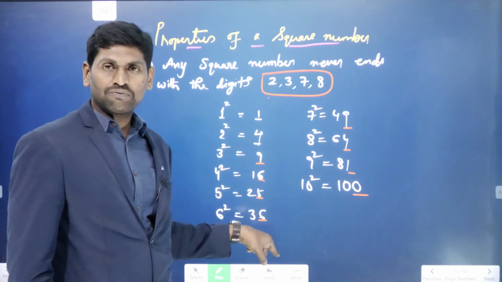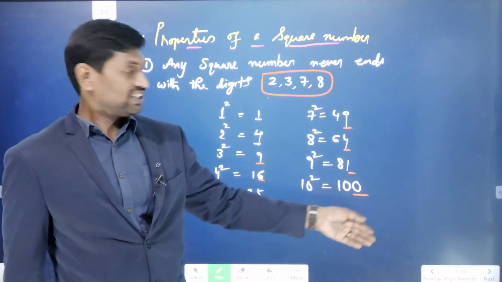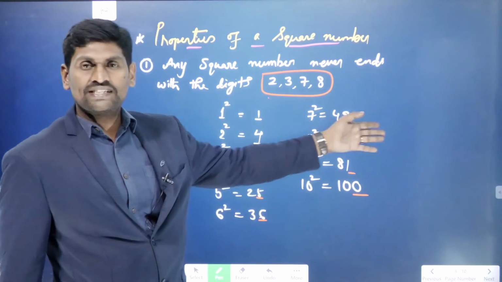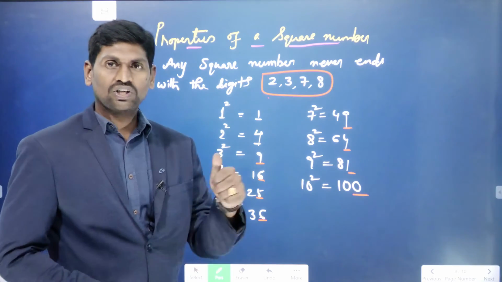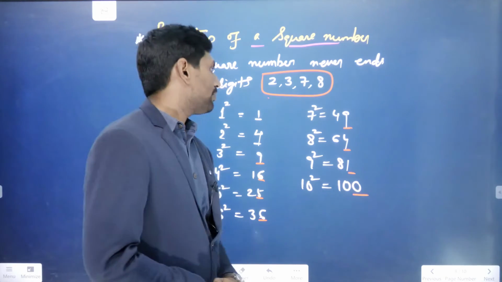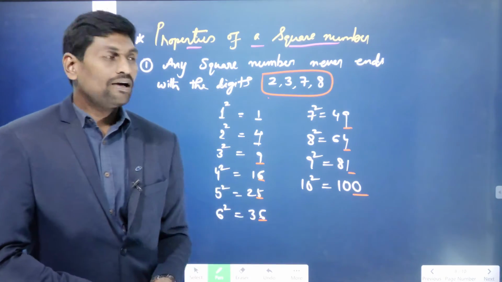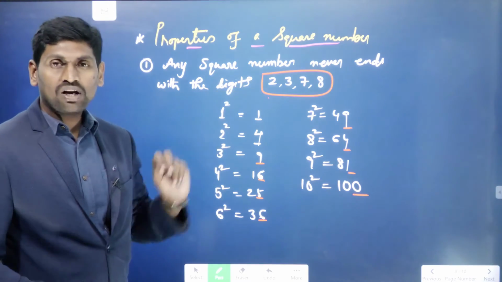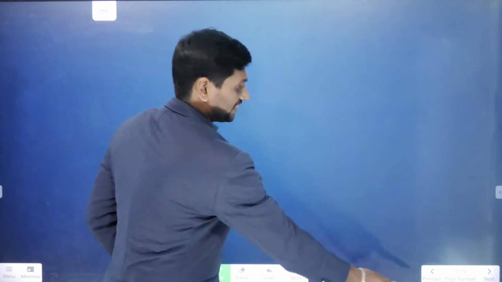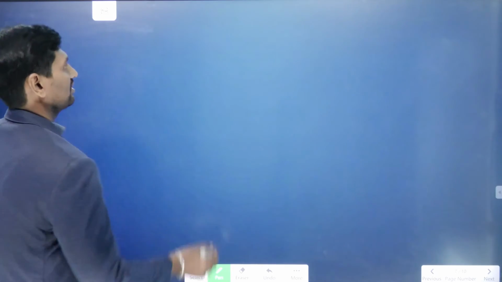There is no presence of 2. There is no presence of 3. There is no presence of 7 as well as 8. Okay? That is the first important property. That means by seeing the last digit we can check whether the number may be a square number or not. But we cannot decide exactly whether it is a square or not.